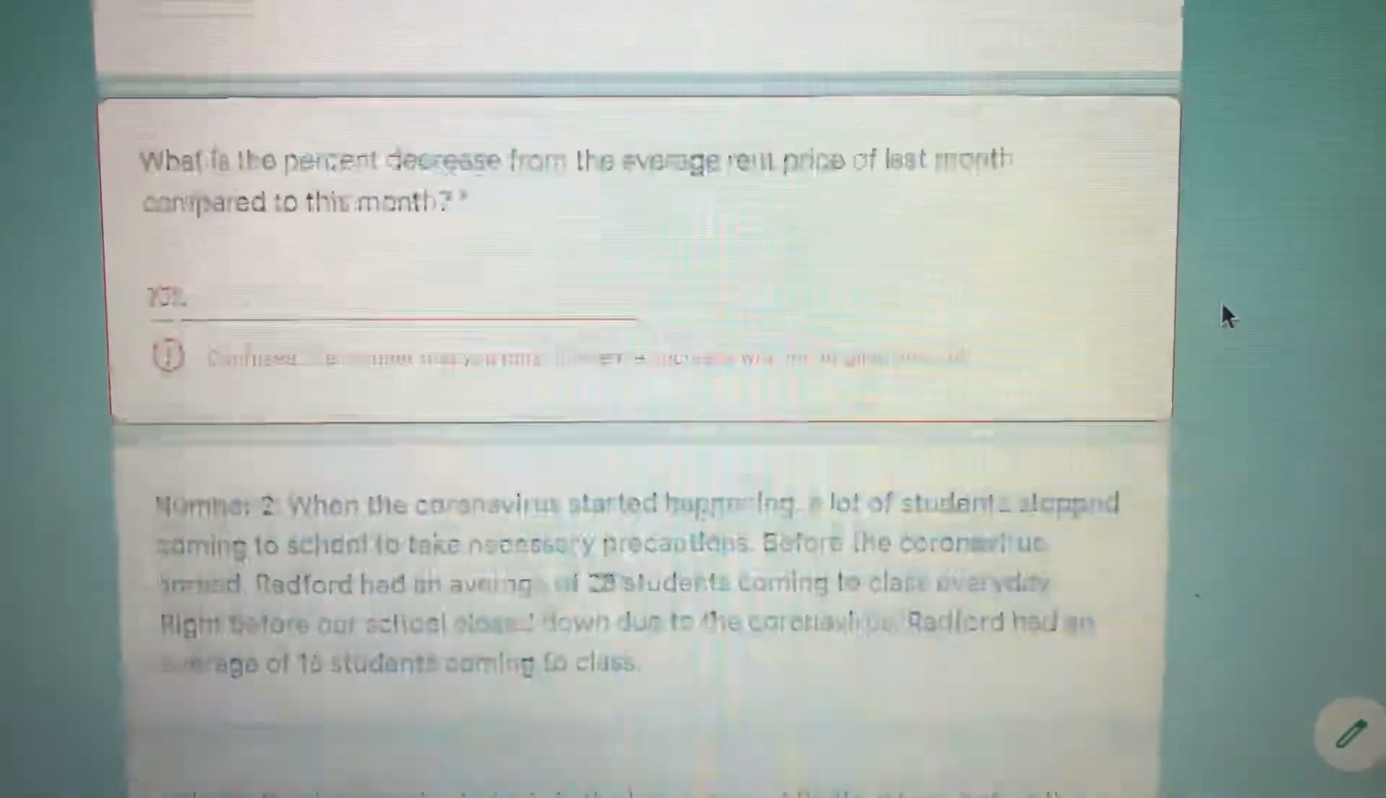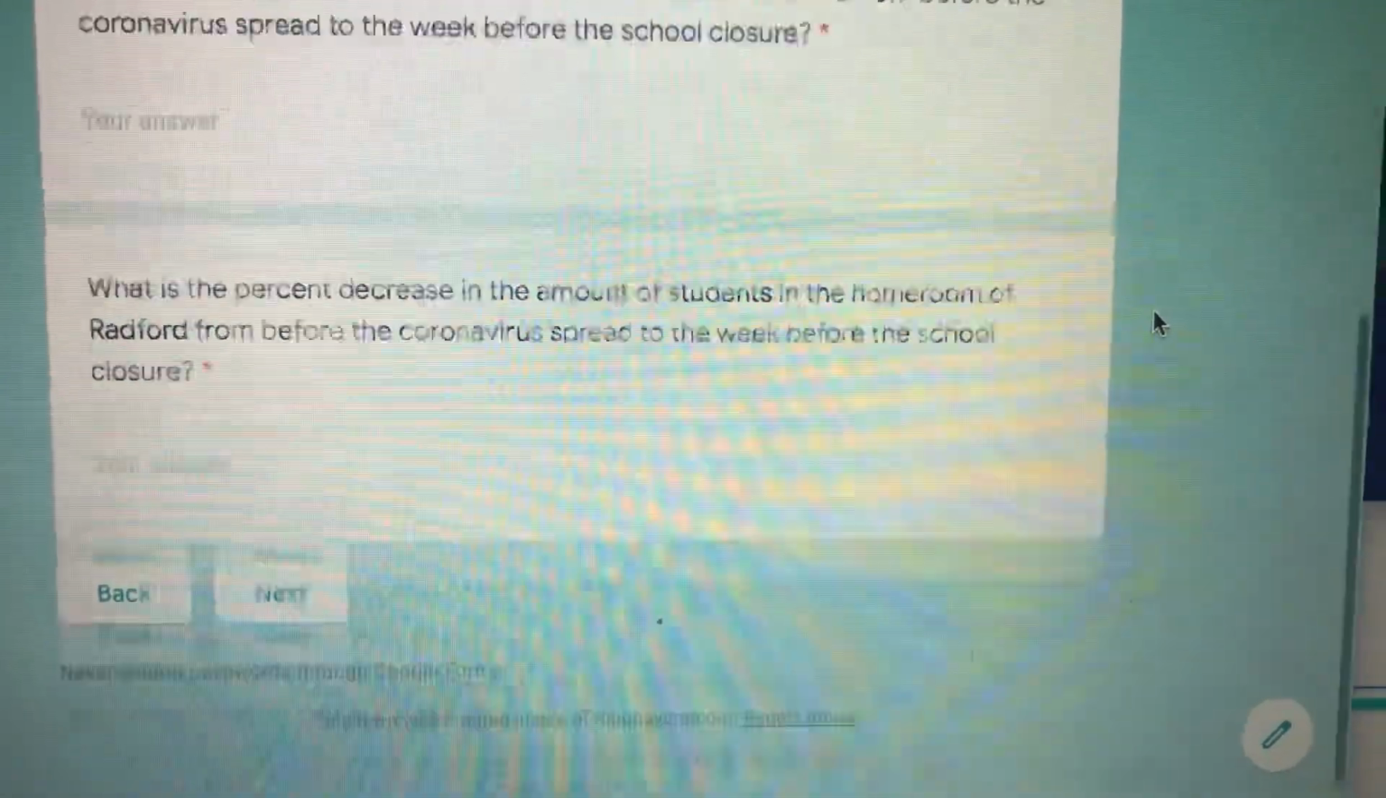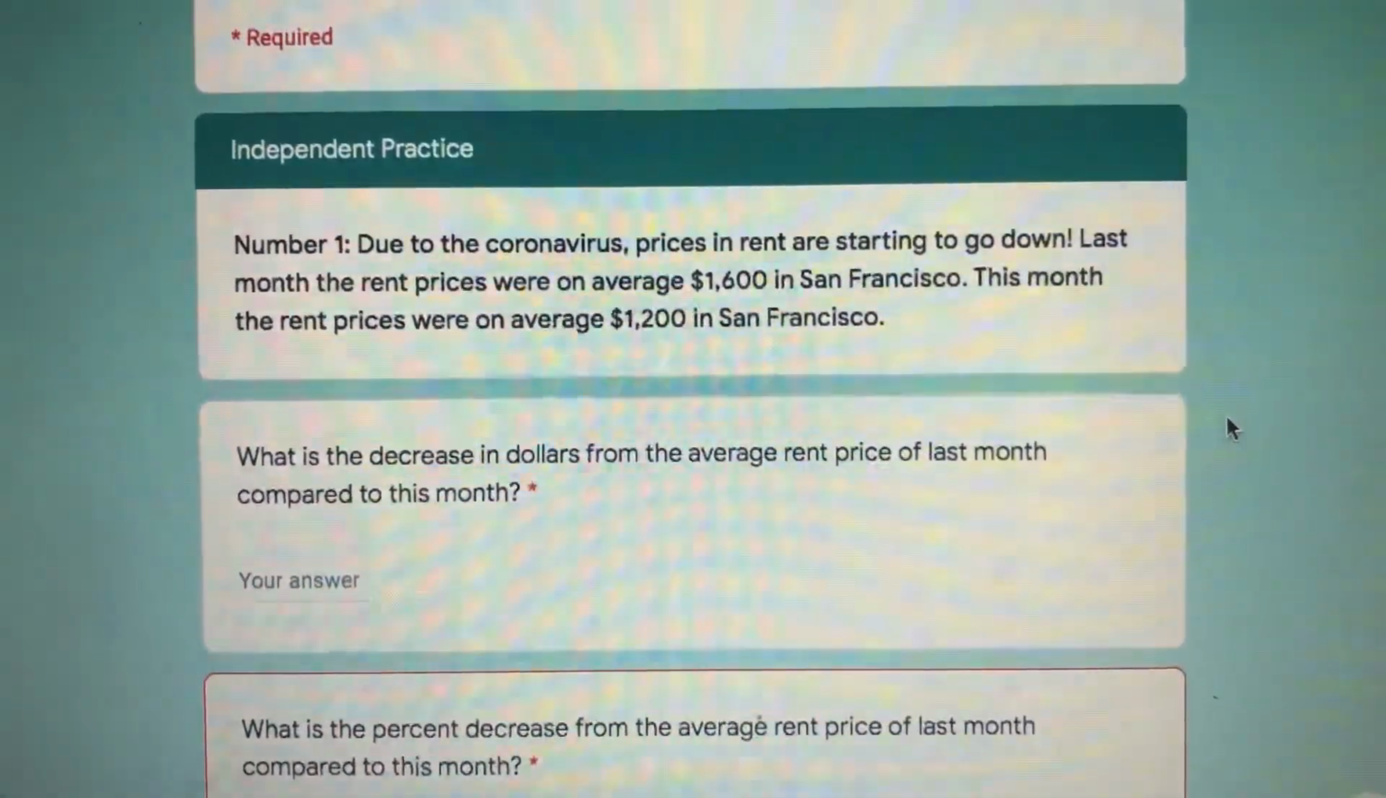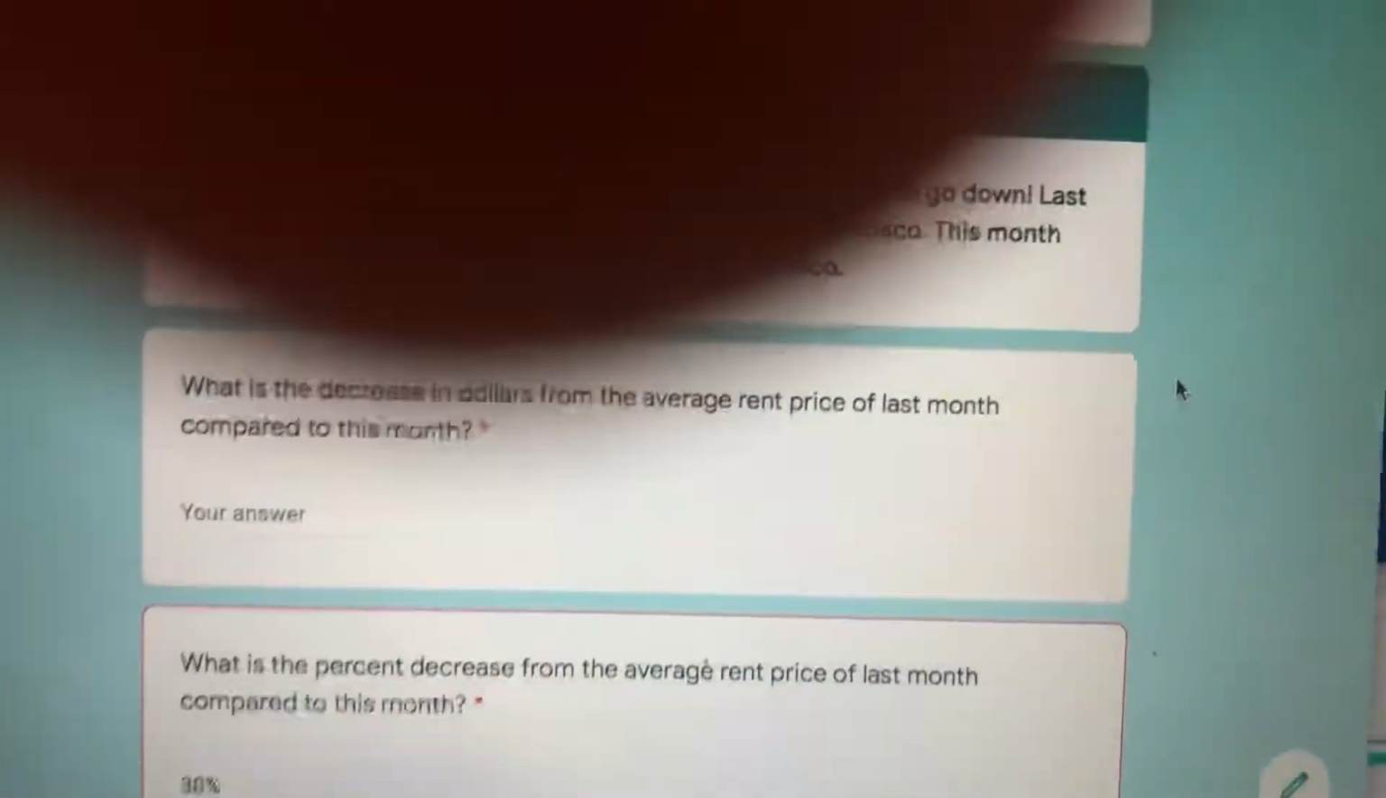You also need to remember that at the end you need to have all of your work shown, so make sure to take a picture of that, okay? Good luck!